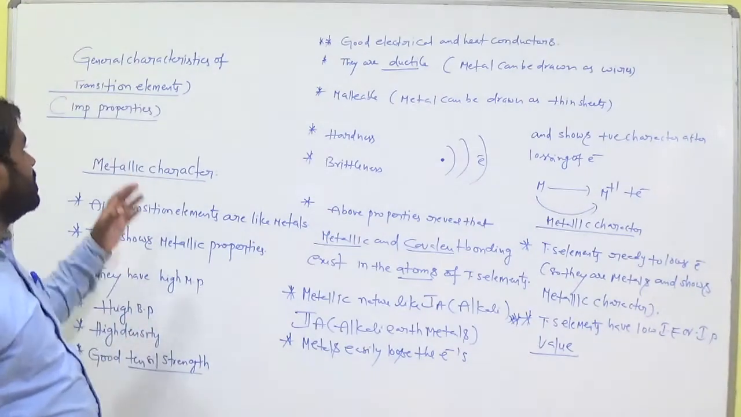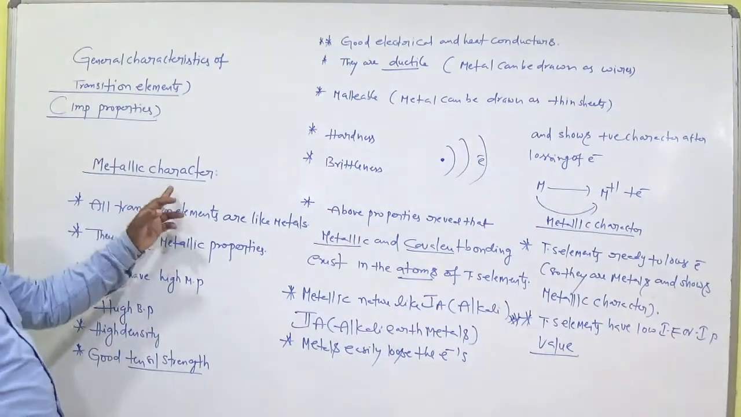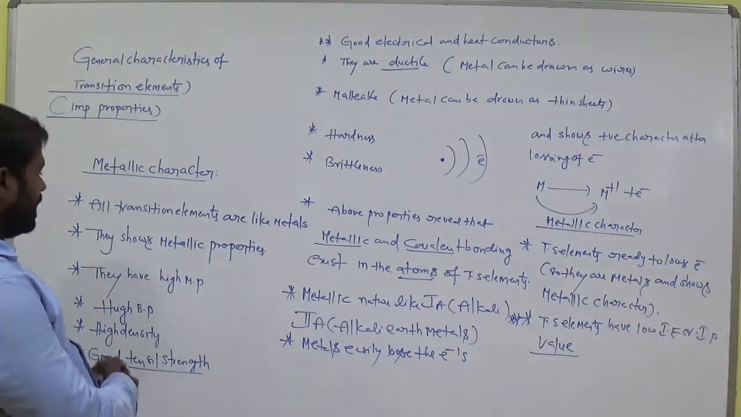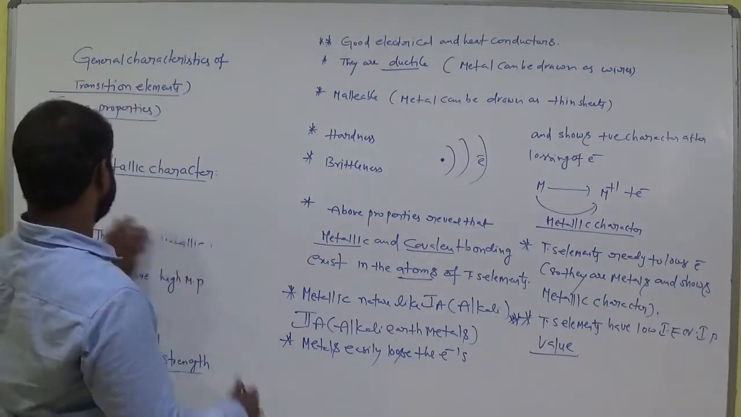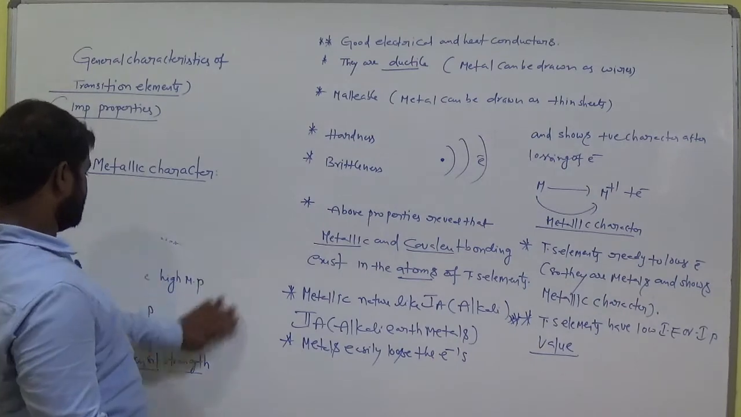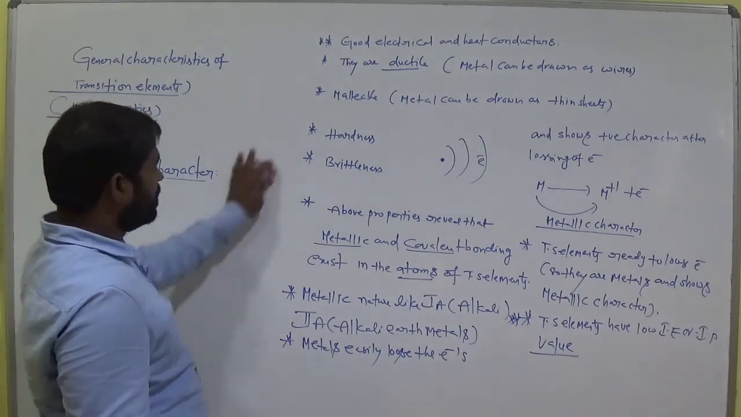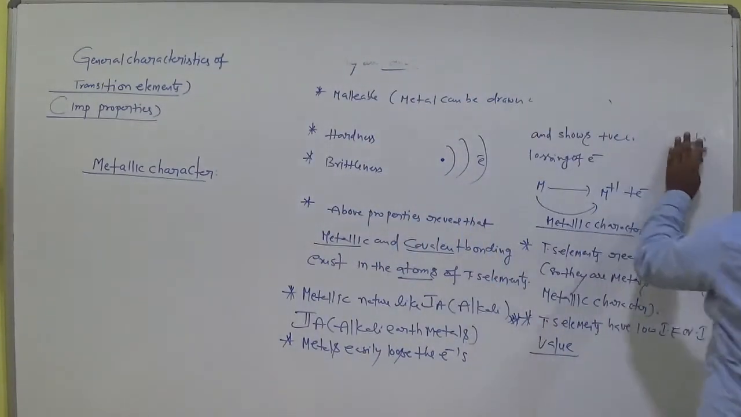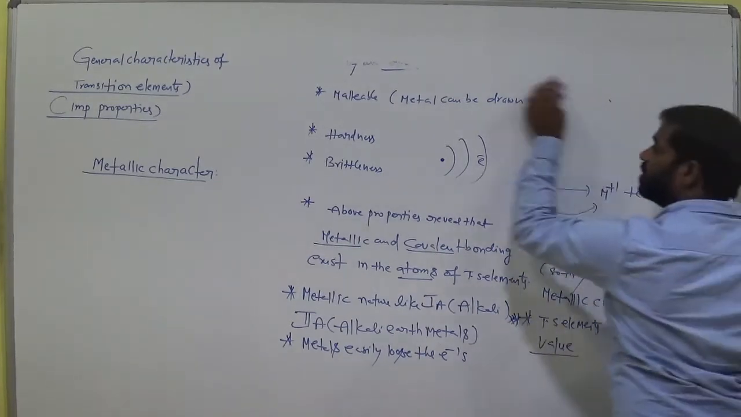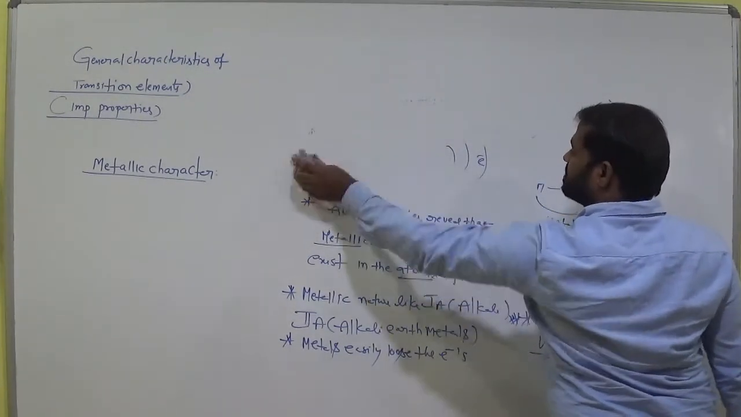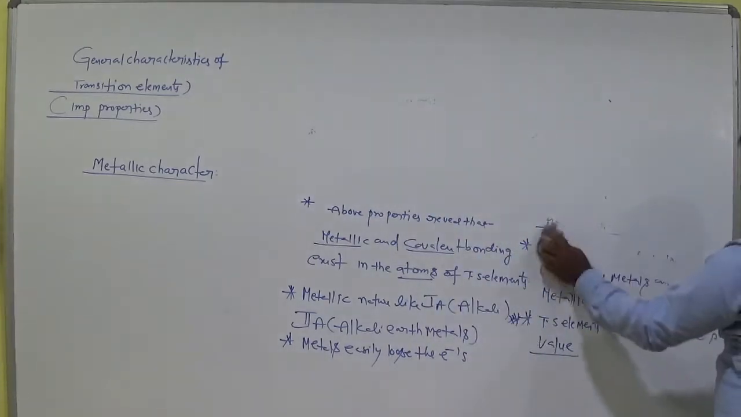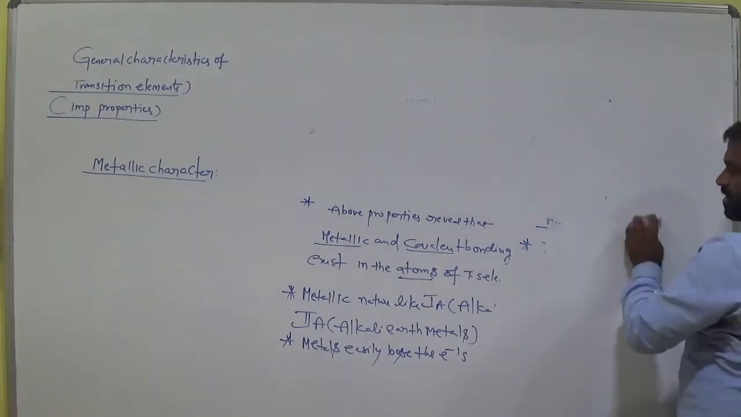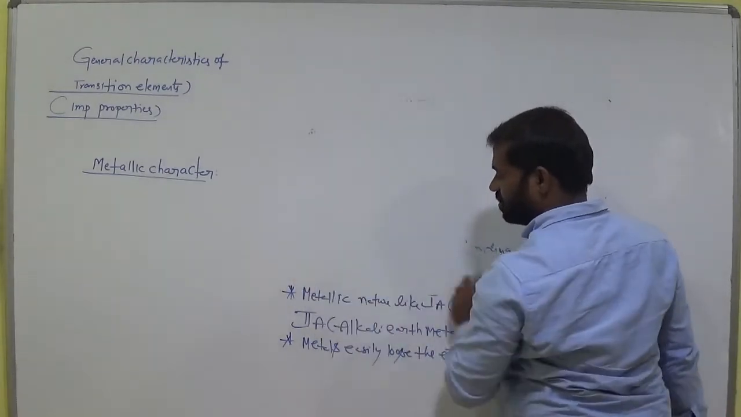Remember this. These are some of the important general characteristics of metals, properties that metals need to follow. Some metals are very hard, some metals are brittle in nature, and some metals are even liquid. So what is the reason for hardness and brittleness of metals? That is the covalent bond. The covalent bond is the reason for the brittle nature and strong nature of metals.